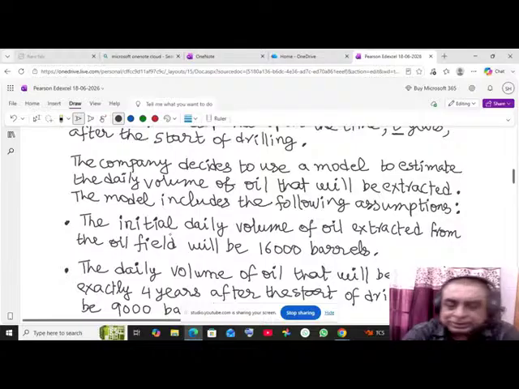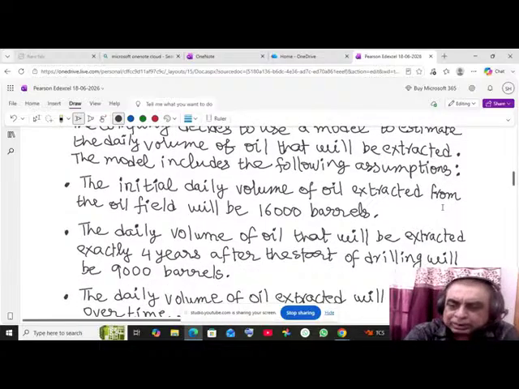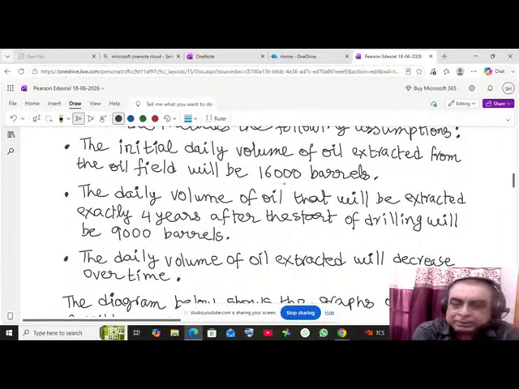So the first assumption is that the initial volume of the oil extracted from the oil field will be 16,000 barrels. That means the starting, the initial daily volume. When the oil starts being taken out of the oil field, from that starting day, the daily volume of oil taken out from the well will be 16,000 barrels.